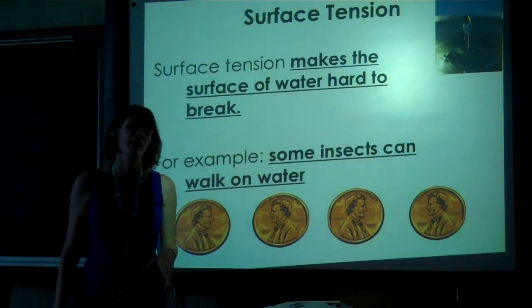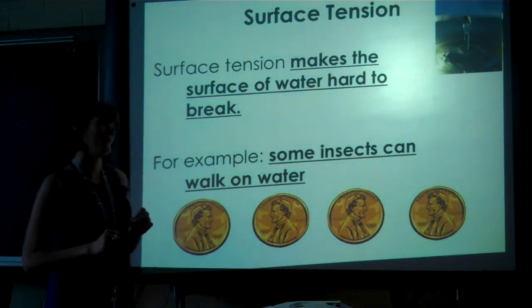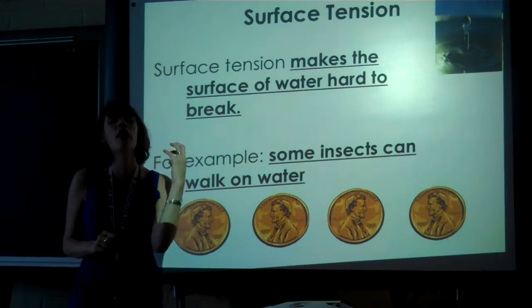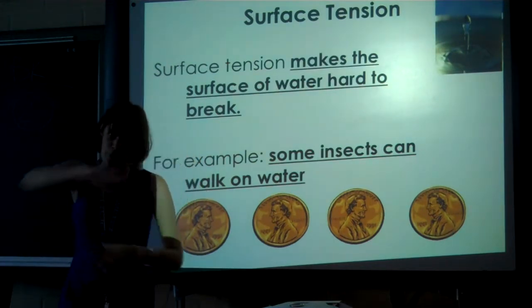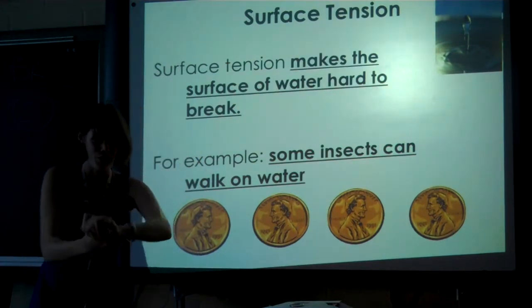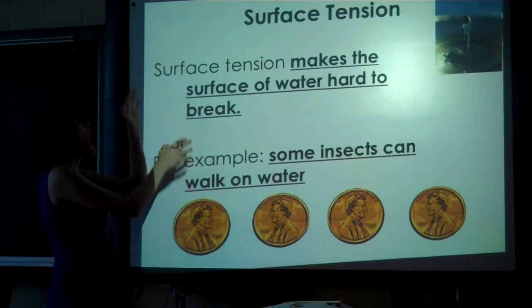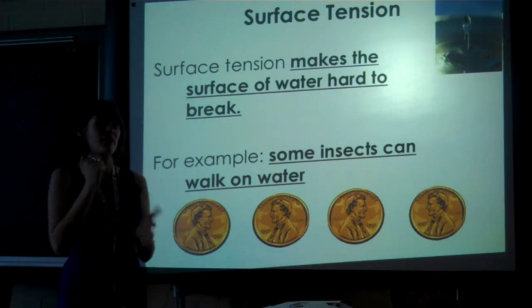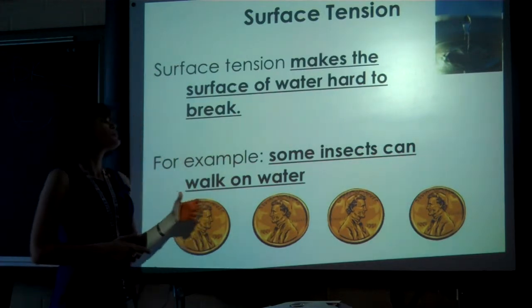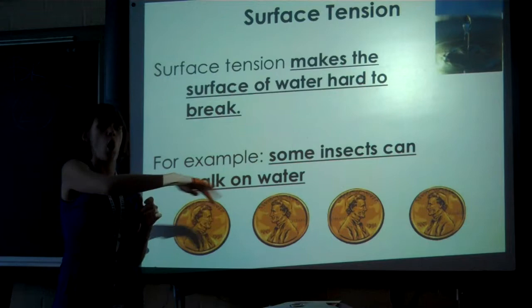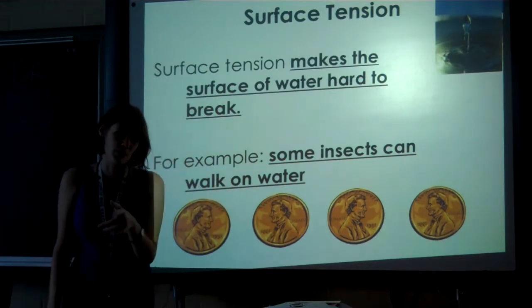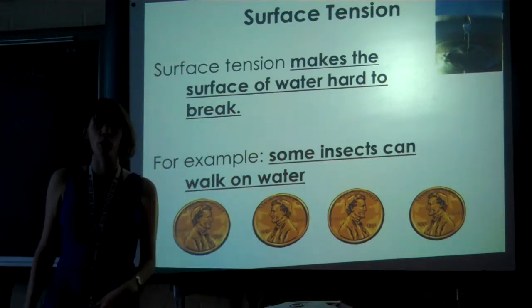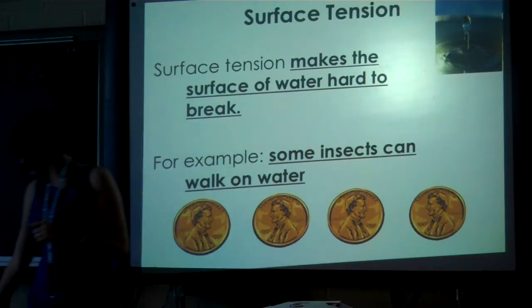We also have something called surface tension. Now, because of all those hydrogen bonds holding our water molecules together, our surface tension makes it hard to break the surface of the water. So there are some insects that can actually walk on top of this. For those of you who did putting droplets of water on a penny, you know what I'm talking about.